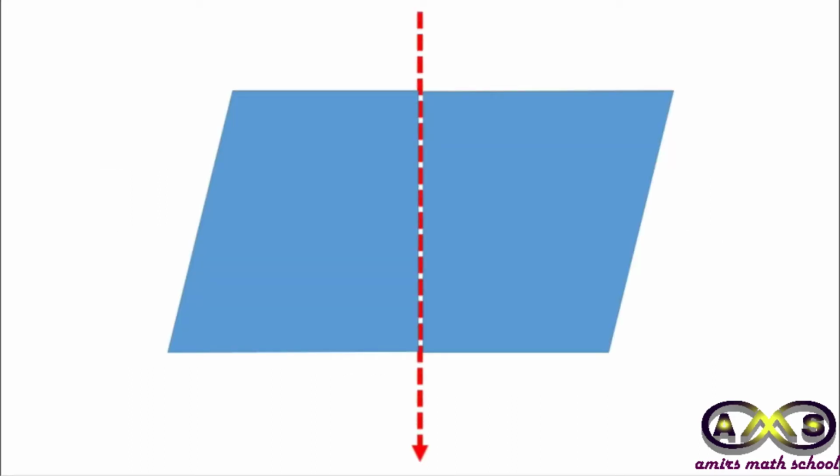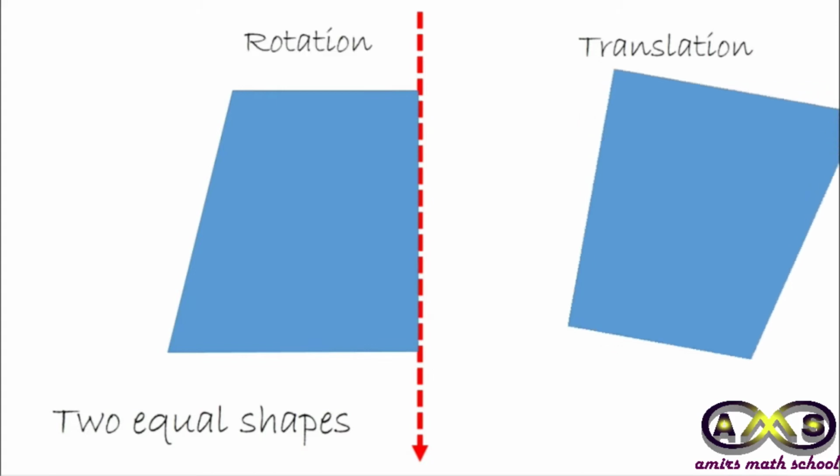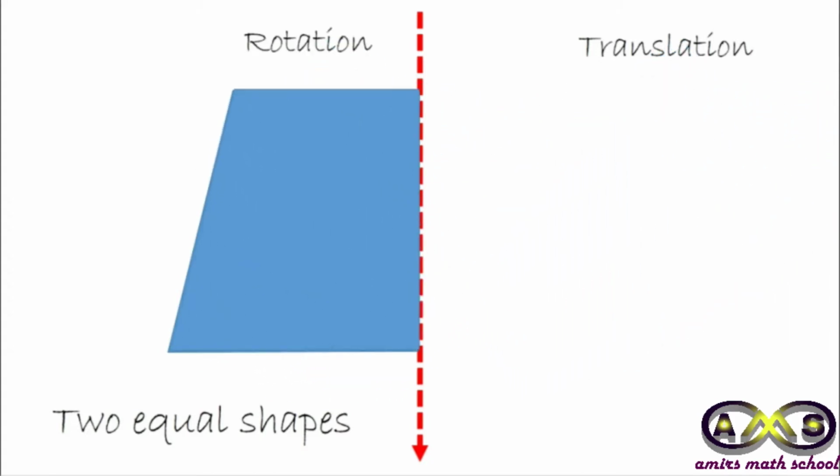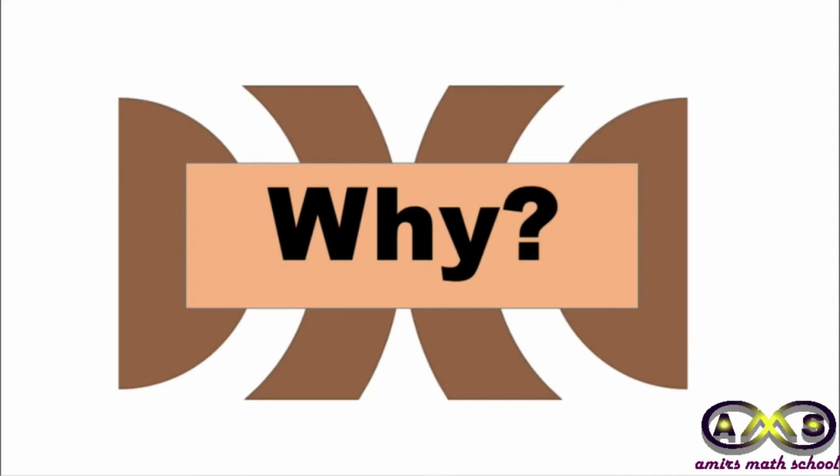This parallelogram can be easily divided into two equal parts along this red line, which we can verify in this way. After translation and rotation, one half coincides with another half. But still, this red line is not a line of symmetry for this parallelogram. Why?